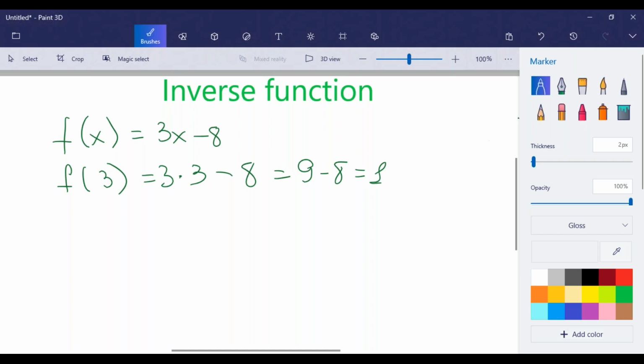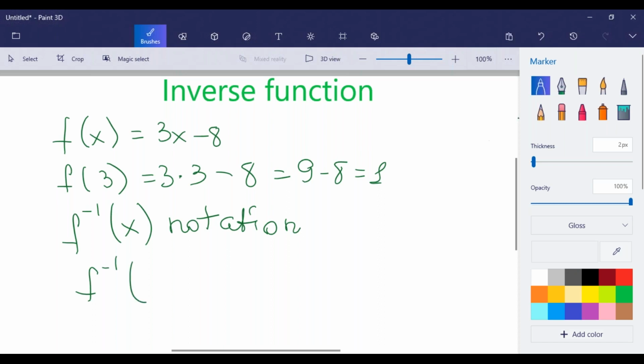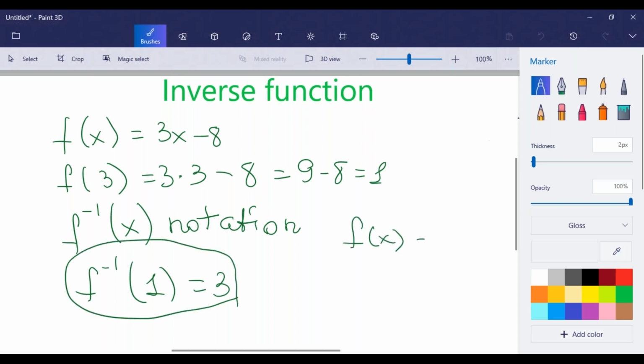What is the function notation for the inverse function? f to the power of negative 1 of x. It's your notation. So f to the power of negative 1 of 1 will be 3. So what's f(x)?